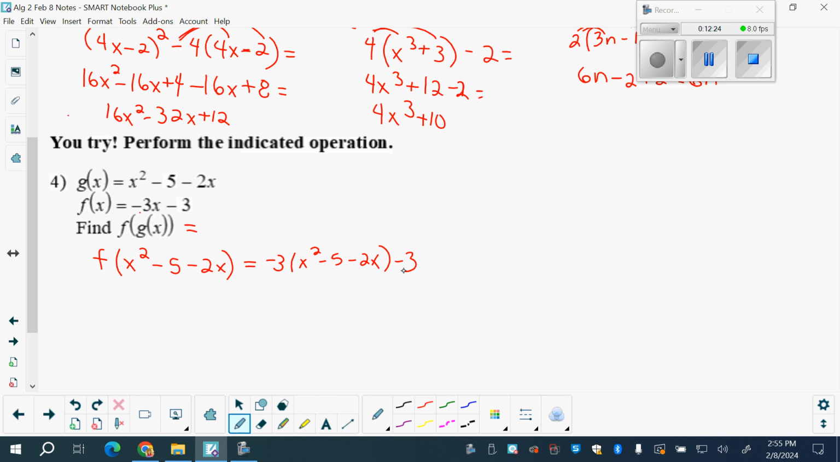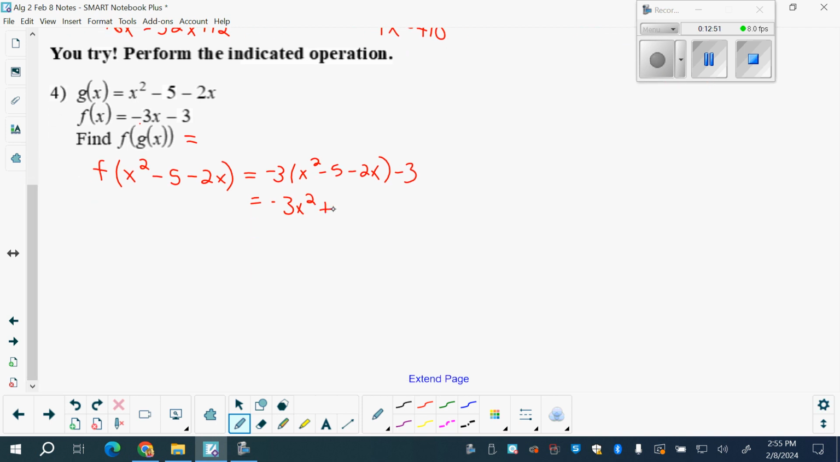Questions on how I set that up? Because if you don't know how to set it up, you're not going to be able to do it. So once again, the g of x, I substituted in here. And then I put this here in where the x is, in the f of x. Okay, so you simplify that. And it simplifies to -3x squared plus 6x plus 12.